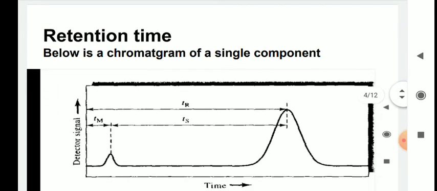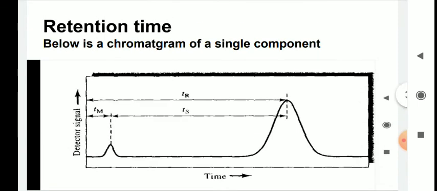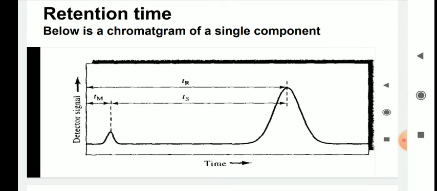Now, the time taken by the solute to come out of the column is called the retention time. Here you have a chromatogram of a single component. Normally, in chromatography, we don't use single components. We have a mixture of multiple components. But for the sake of simplicity, I've shown here a single component chromatogram.